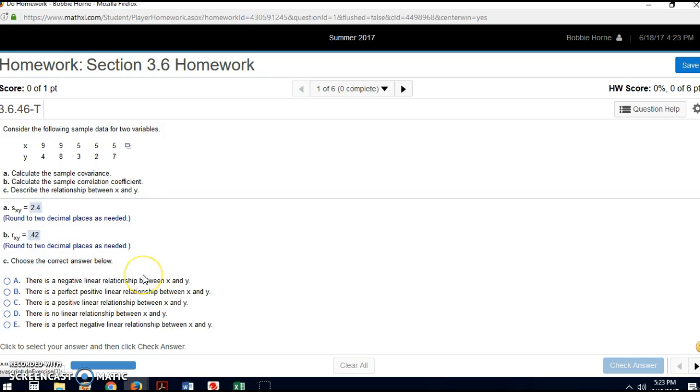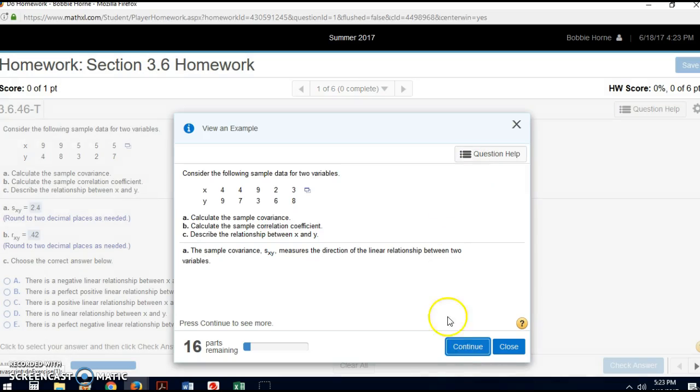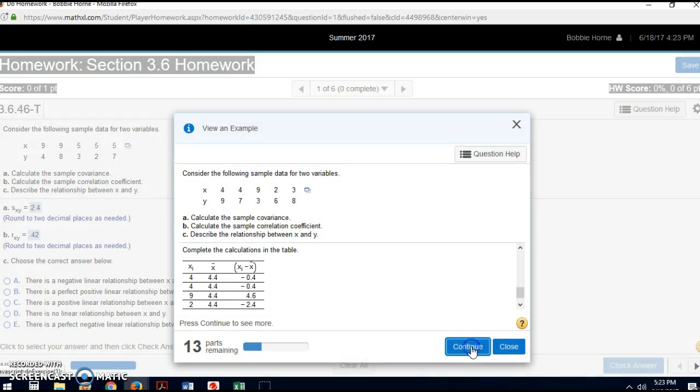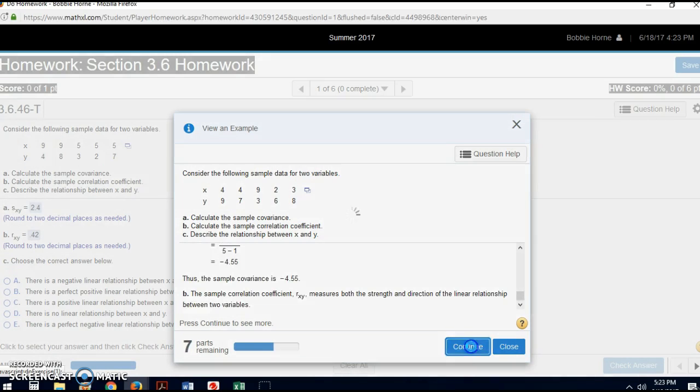Choose the correct answer below. Well, if it's a positive number, there is a positive relationship. It says there's a perfect positive relationship that is not 1 or close to 1. There's a positive linear relationship. If you will look at our example here, and this is something I talk about in the PowerPoint, they actually give you numbers to explain the relationship. But let me just kind of show you.